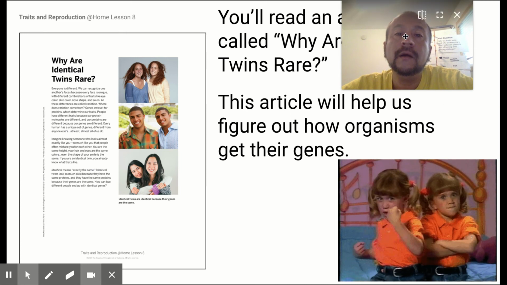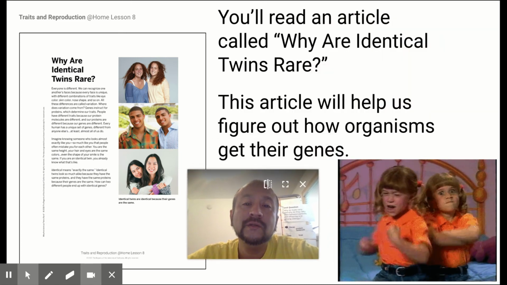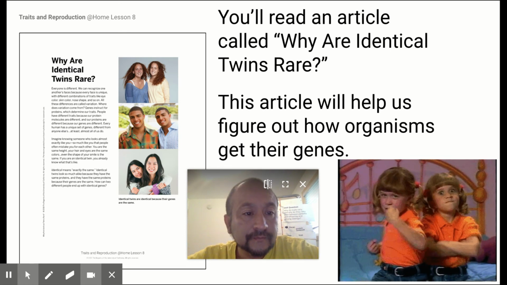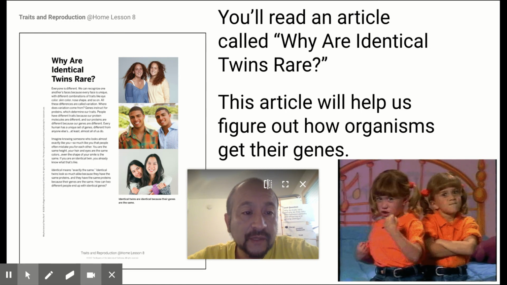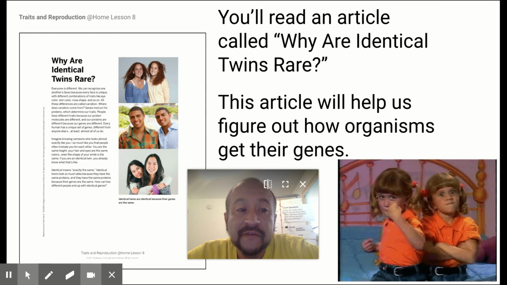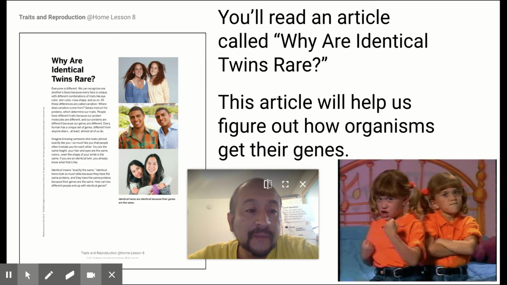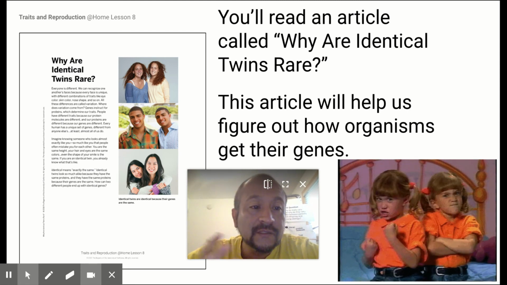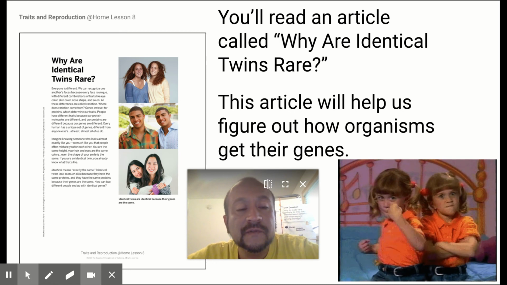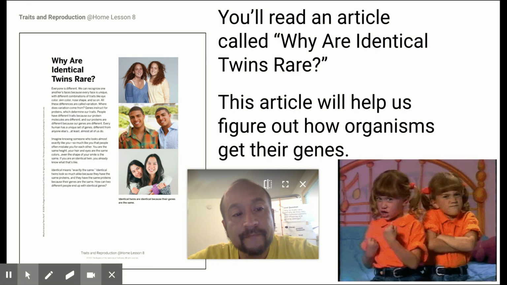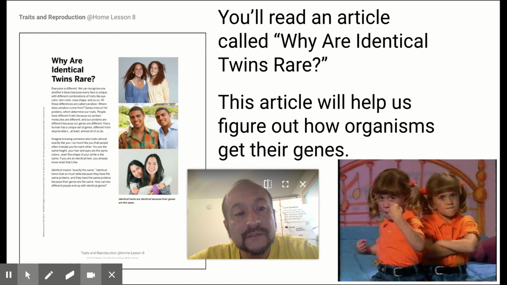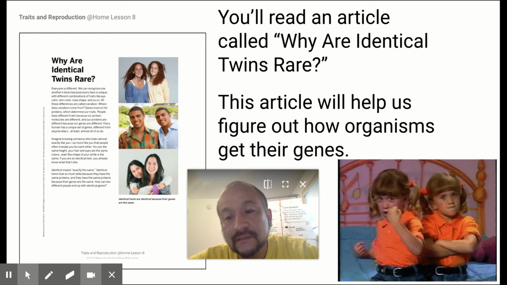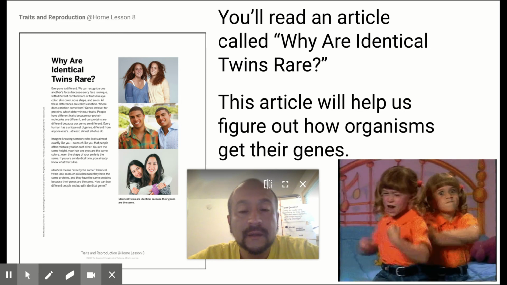We're going to be reading an article titled, Why Are Identical Twins Rare? And we know that everyone is different. We can recognize one another's faces because every face is unique, with different combinations of traits like eye color, skin color, the shape of your nose, and so on. All these differences are called variation. Where does variation come from? That's going to be the question that we're going to be answering with this reading.